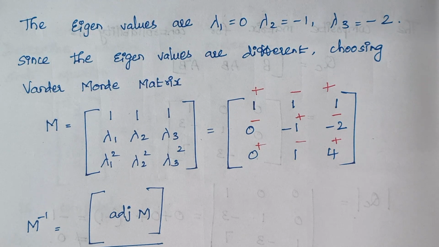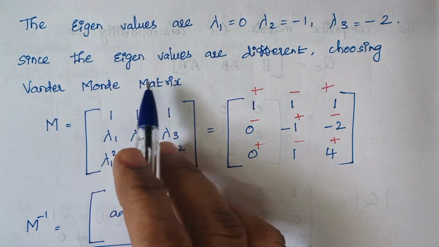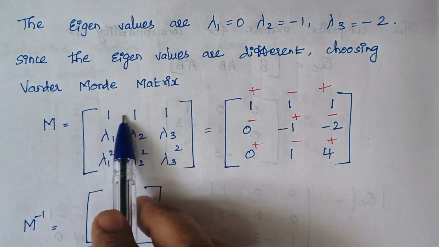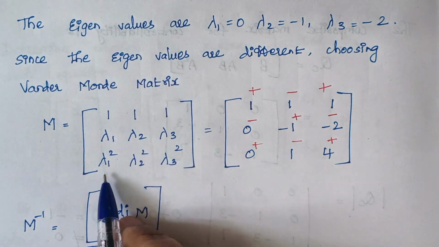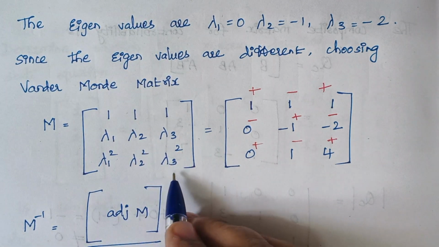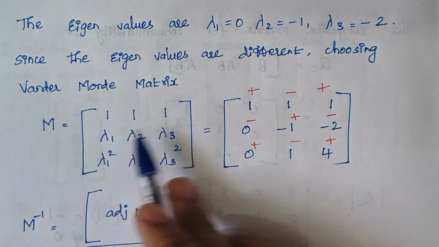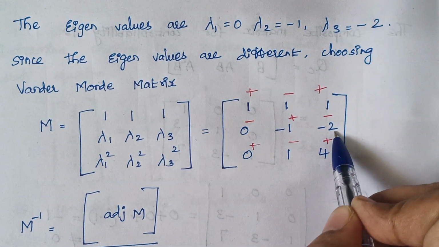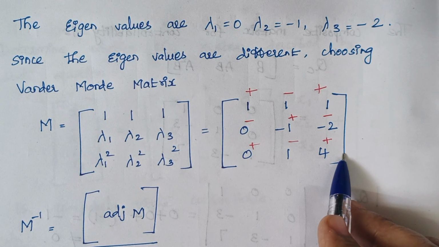Now we go to the method known as the Vandermonde matrix. This is a matrix in which the first row consists of all ones, the second row has the eigenvalues, and the third row has the squares of the eigenvalues. Here the value of lambda 1 is 0, lambda 2 is minus 1, lambda 3 is minus 2. Just take the squares and write down their respective values here.